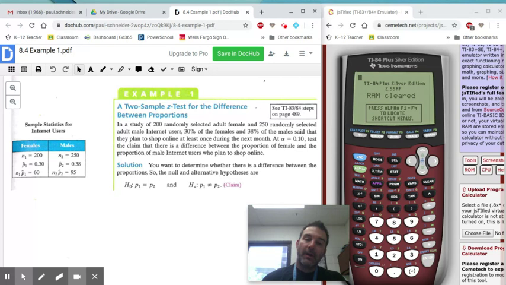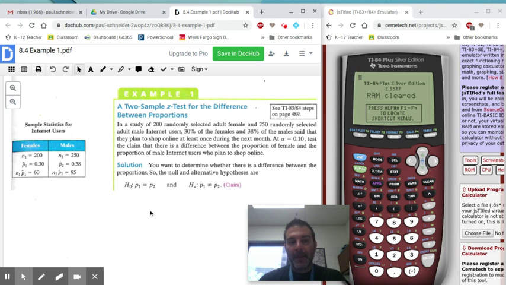So, like we said in the opener, the welcome video, we're doing two sample z-tests for the difference between proportions. So, same type of problems that we've already been doing, but with proportion instead of looking at means.